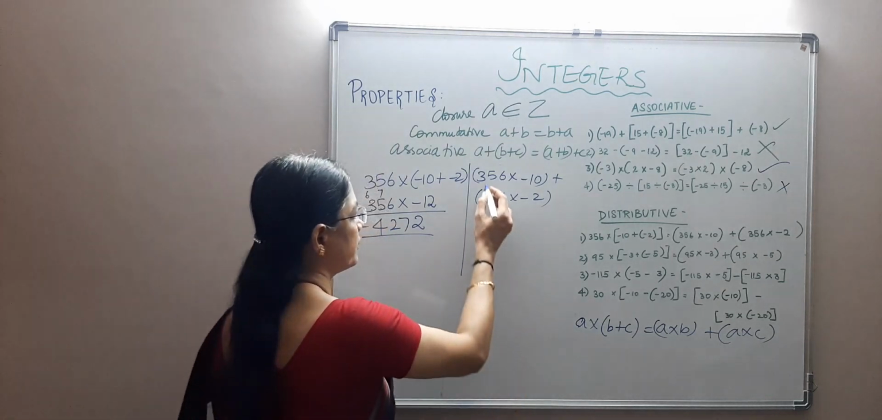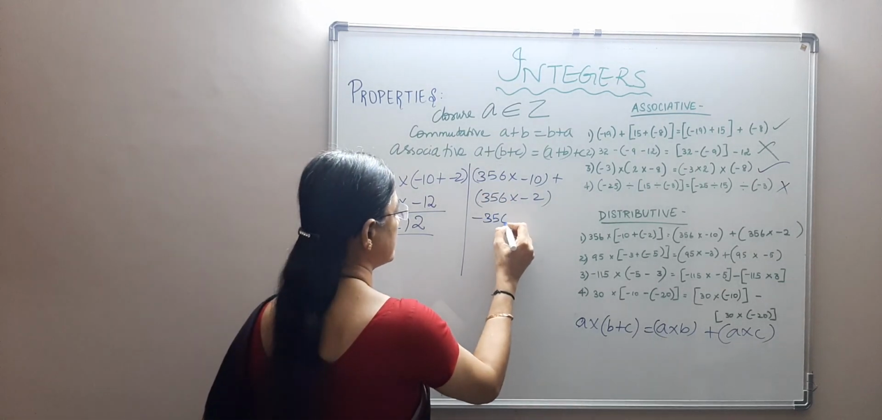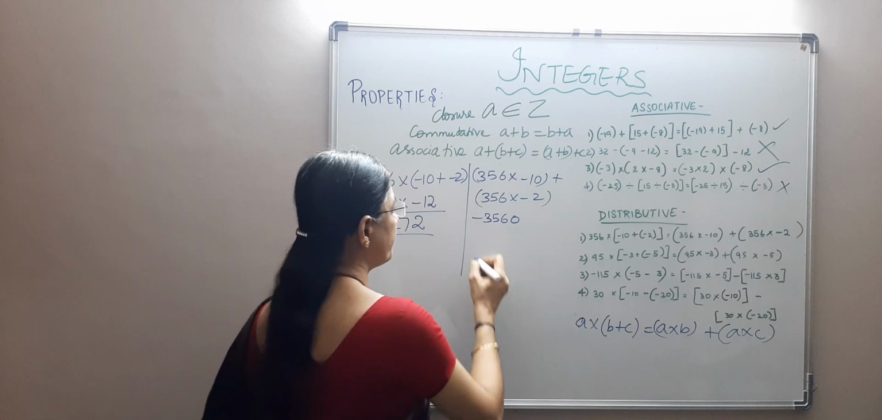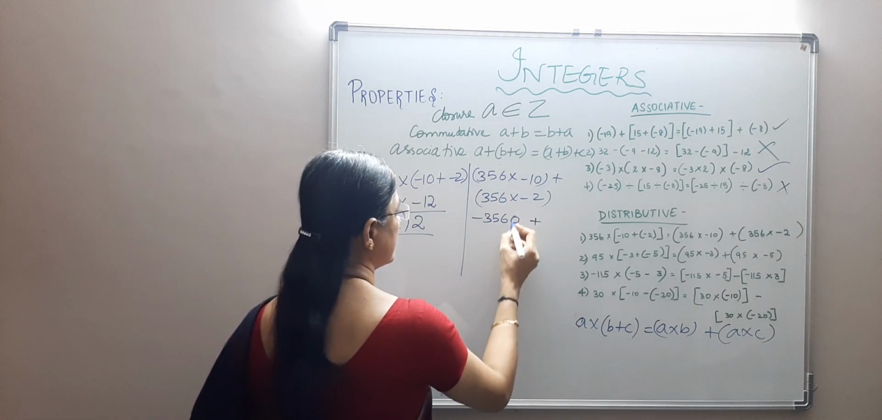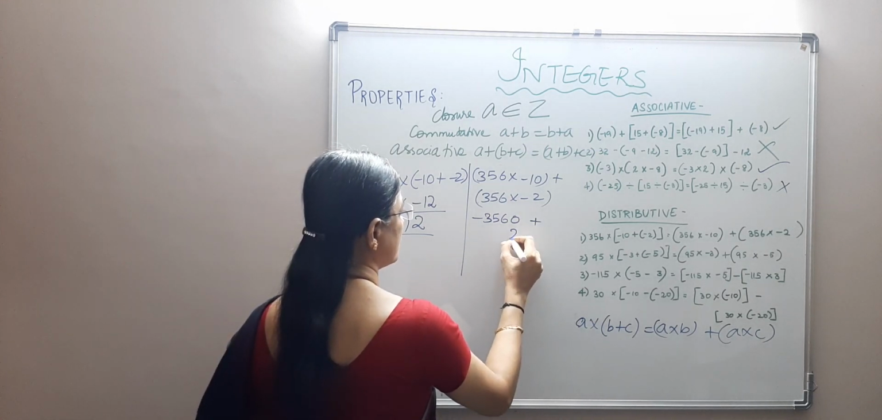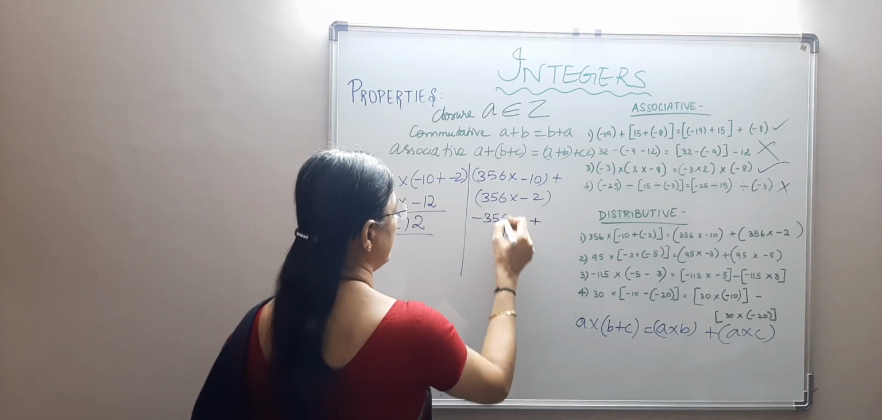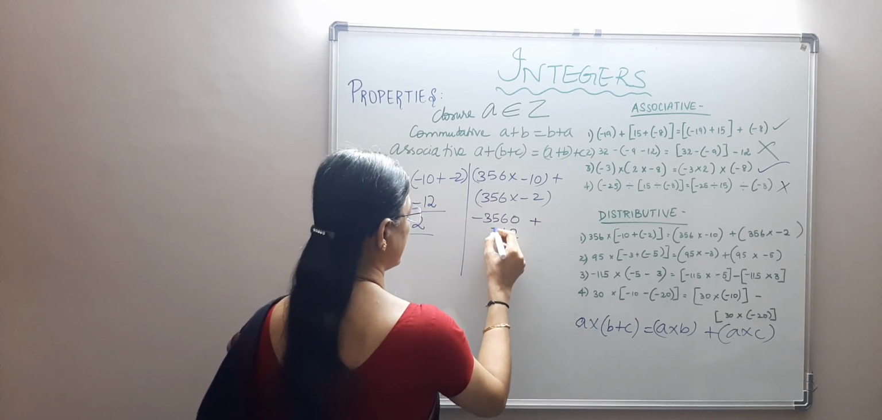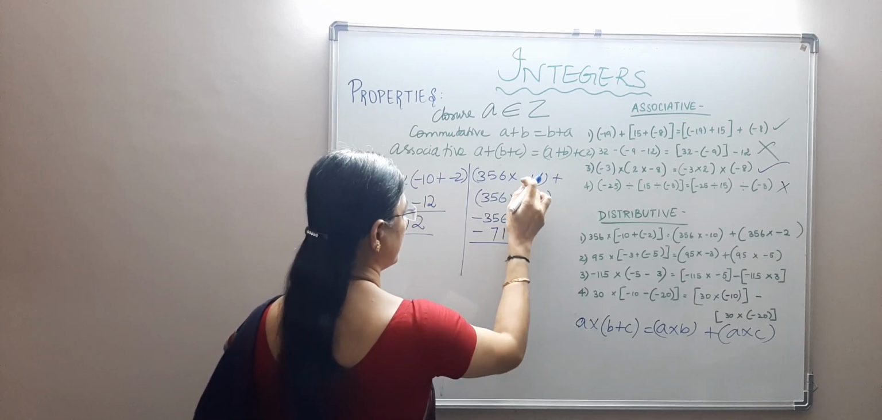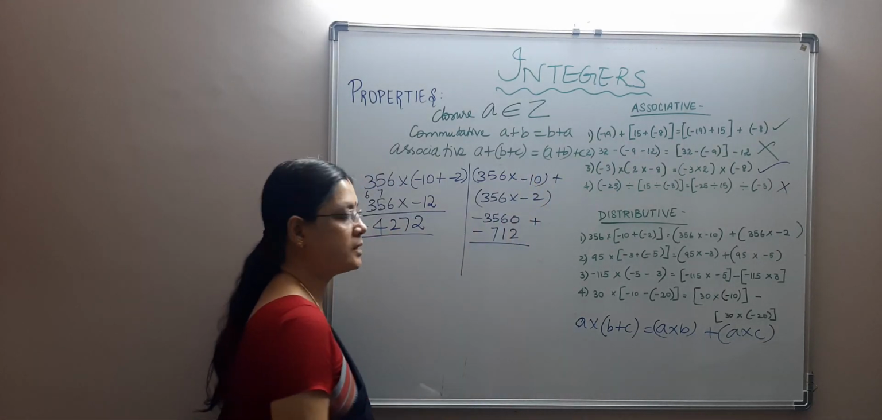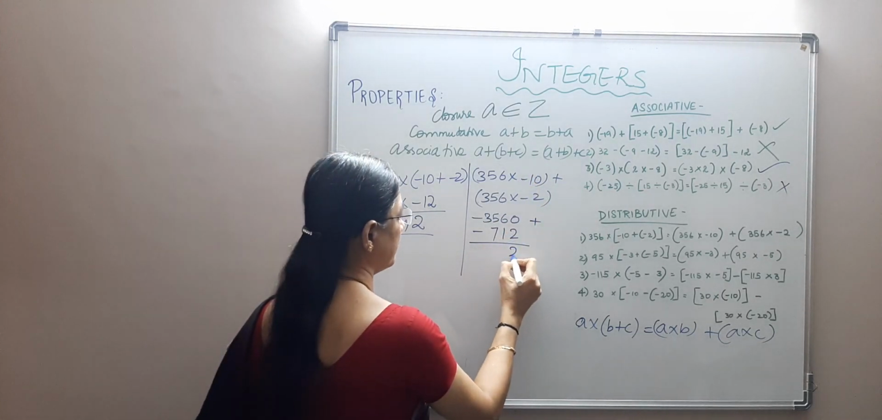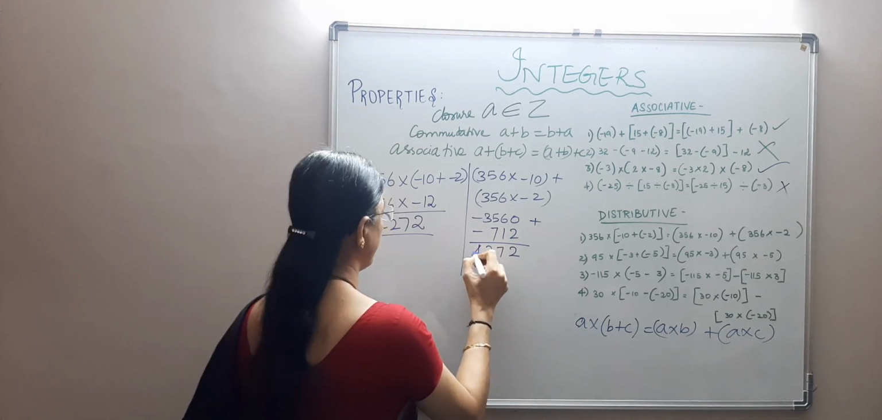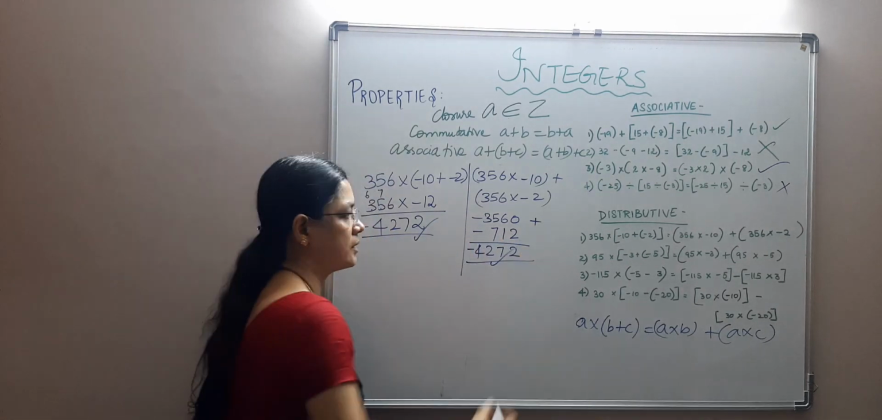So 356 into minus 10 is minus 3560 plus, what is 356 into 2? 12, 11, 7. So when I add them, you have to add them because both are in minus sign. So we add them, 7. So minus 4272. Hence the answer is same.